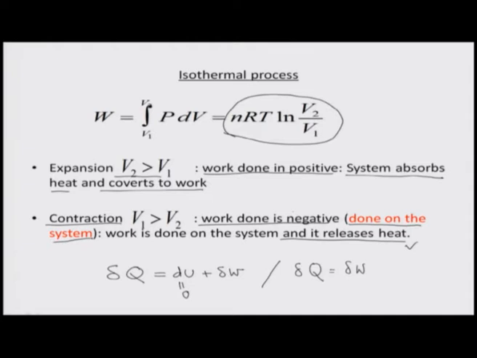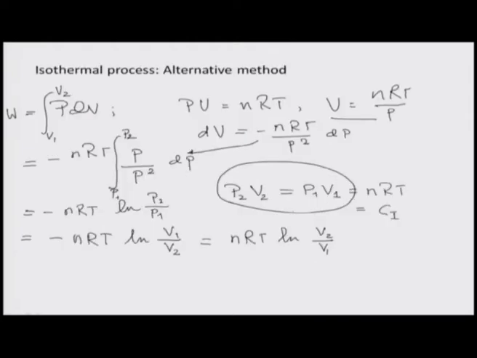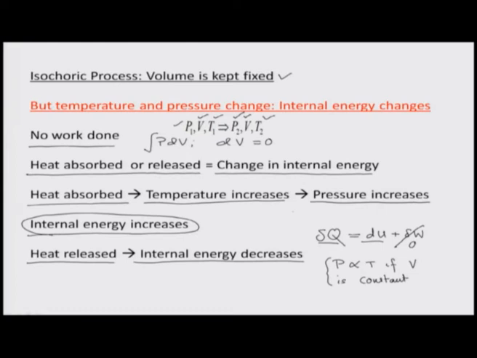This is isothermal, and then I gave you an alternative way of the same derivation just to show you some mathematical trick. Finally, isochoric and isobaric processes. In the isochoric process, volume is kept fixed, but temperature and pressure change, and so does internal energy, and hence you can calculate very easily the expression for the heat absorbed or released, which is simply given in terms of the change in internal energy. There is no work done in an isochoric process.